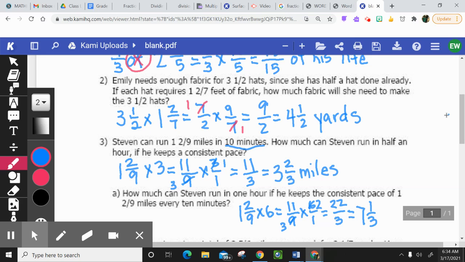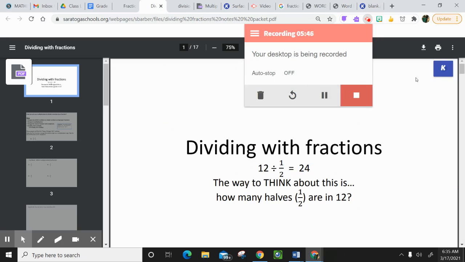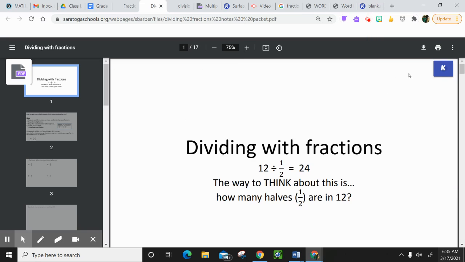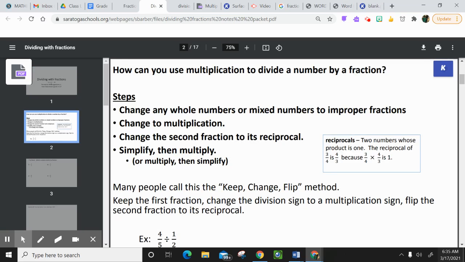Same thing, 1 hour is 60 minutes. So I just multiplied his 10-minute pace by 6. And I got 7 1/3. Okay, so we're going to quickly review dividing with fractions. If you remember from yesterday's assignment, dividing with fractions, we have one step, and then it's just the same process as multiplying fractions. We go on to slide 2 here.